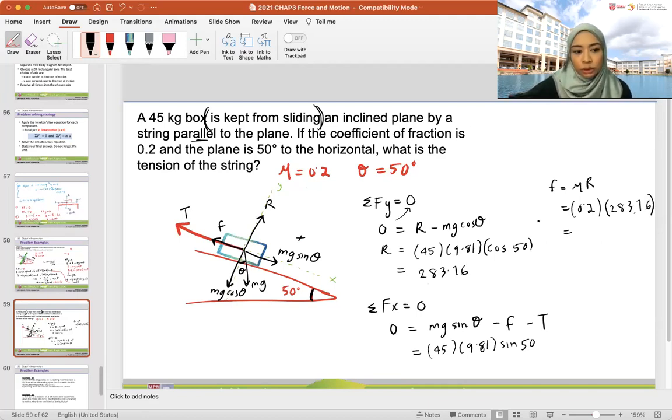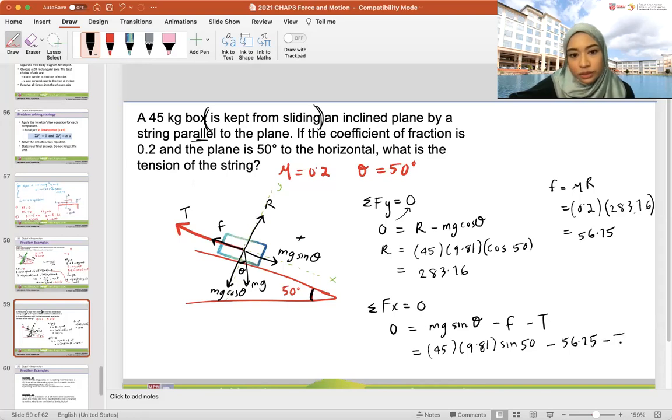Darab dengan 0.2. Bagi 5. Anything. Come on guys, berapa? Saya malas nak kira ni. 56.75. Yay, thank you Haris. 56.75 Newton. Okay. So 56.75 is your friction.